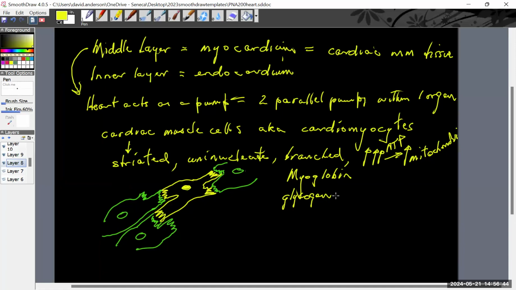Is it a form of glucose? Is it a form of carbohydrate? Carbohydrate?